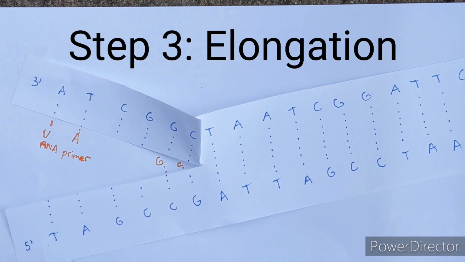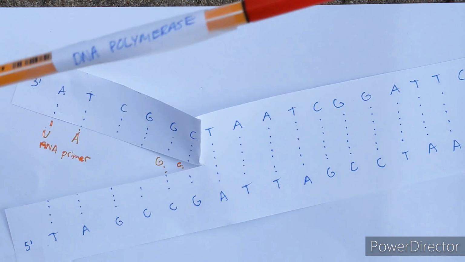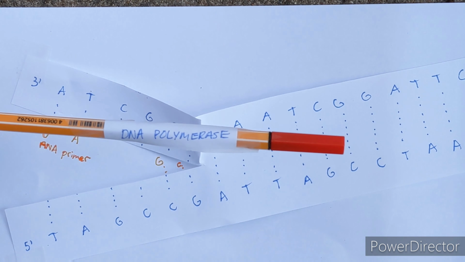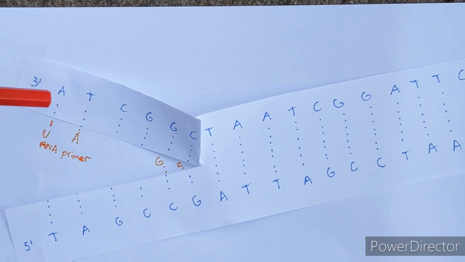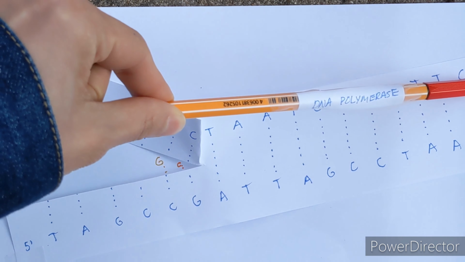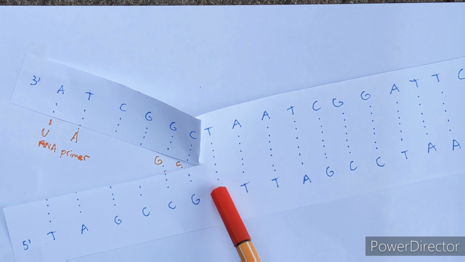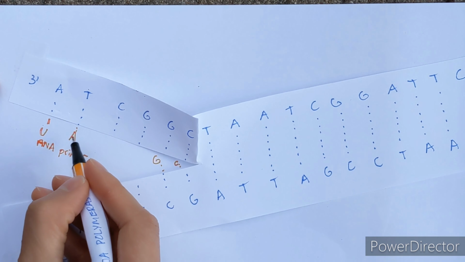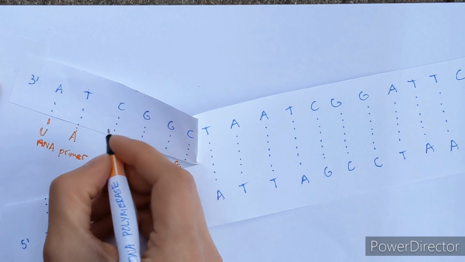The real fun of replicating DNA, or making a copy of it, is going to begin, and this is with an amazing enzyme called DNA polymerase. DNA polymerase always travels from the 3' to the 5' direction, 3' to 5'. He will attach onto the RNA primers, and then he will just start adding in complementary nucleotides.